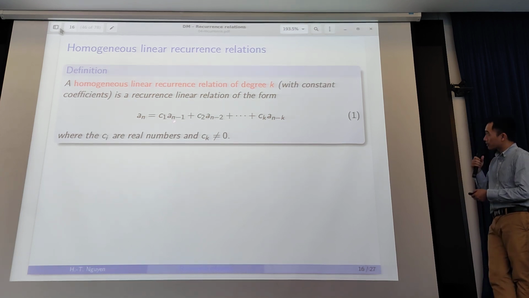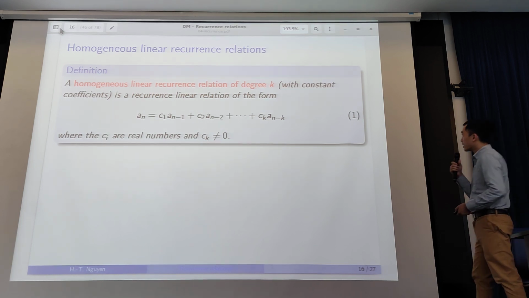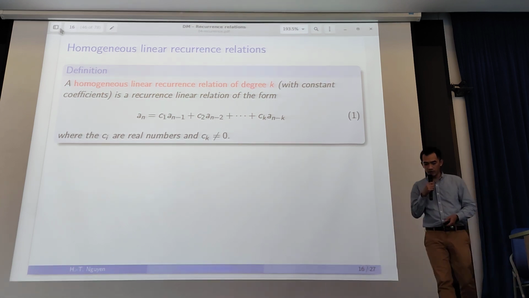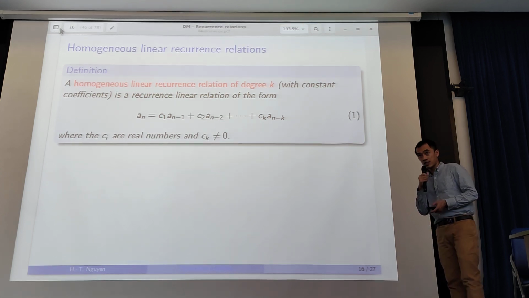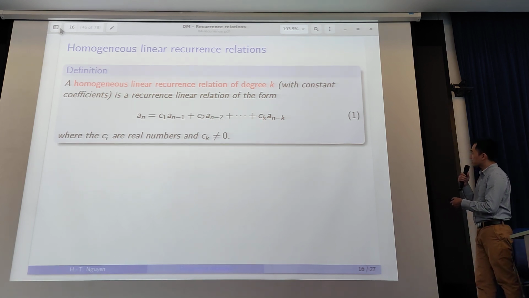So in the case of the Fibonacci sequence, we have k equal to 2. Okay? So here, this is a linear combination. So you have a n minus 1, a n minus 2, etc. And c1 here, c2, and ck are constants, coefficient parameters. Okay? So here, an important remark: we must insist that the coefficients can be zeros, but except for the last one. So here ck is non-zero.